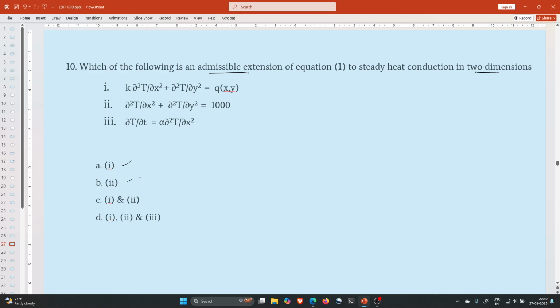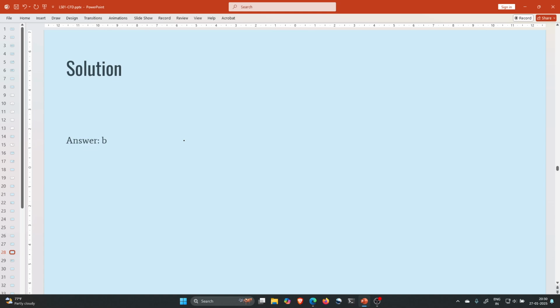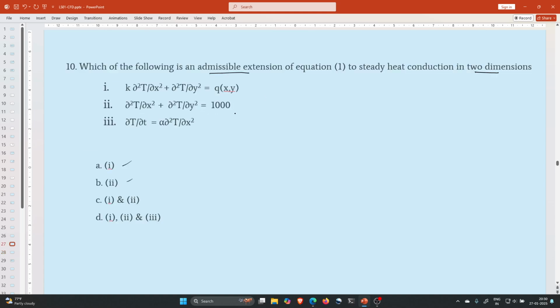So our answer is option B, that is, the heat distribution is equal to some constant, because this two-dimensional heat generation term will become complex. So the admissible extension is equating it to a constant. And here if you see, the third one is time varying, it's no longer steady. So option B, that is the second equation, is the admissible extension of the equation.